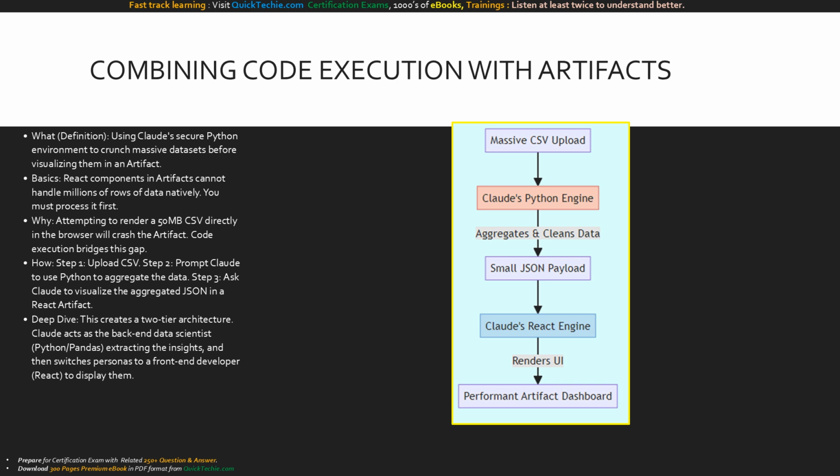This flowchart maps out our enterprise data pipeline. We start with a massive CSV upload. It flows into the red node, Claude's Python engine, which securely crunches the numbers to extract the insights. This produces a lightweight, small JSON payload. That payload is then handed off to the blue node, Claude's React engine, which safely renders the data into a highly performant artifact dashboard. Data processing and data visualization, perfectly segregated.